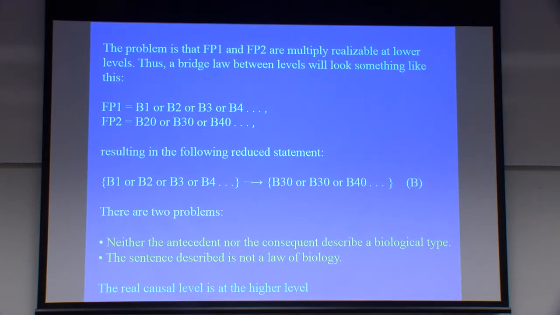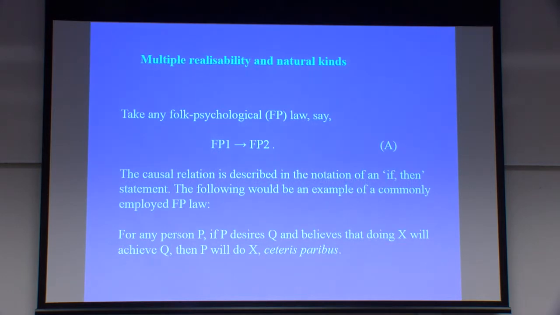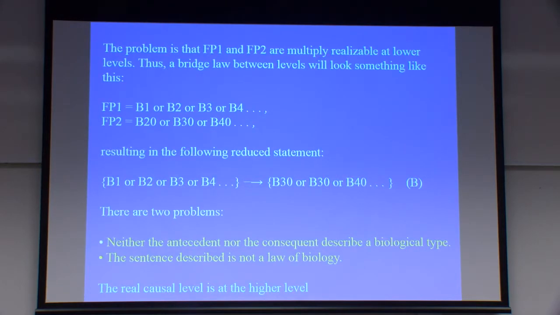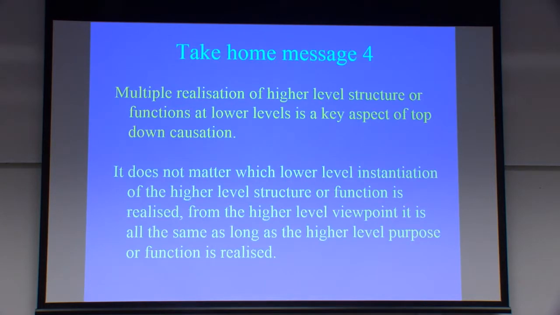There are two problems. Neither the antecedent nor the consequent describes a biological type in state B, and the sentence described is not a law of biology. The real causal effect is at the higher level, and trying to describe it at the lower level gives you a statement which doesn't actually make sense as a statement at that level. So the take-home message is multiple realization at lower levels is a key aspect of top-down causation. It doesn't matter which lower level instantiation of the high-level structure or function is realized. From the higher level viewpoint, it's all the same, as long as the high level purpose or function is realized.